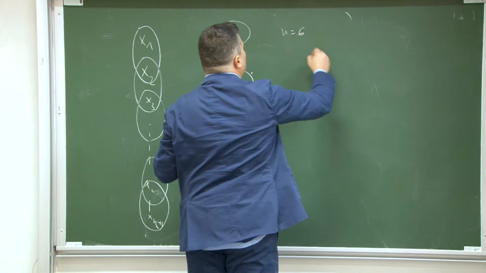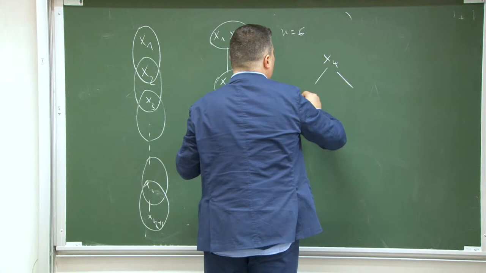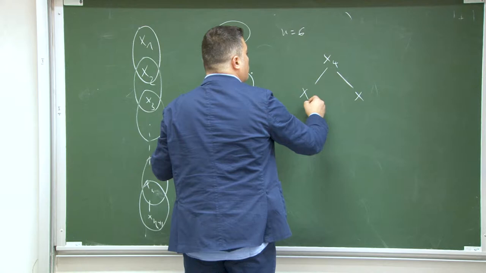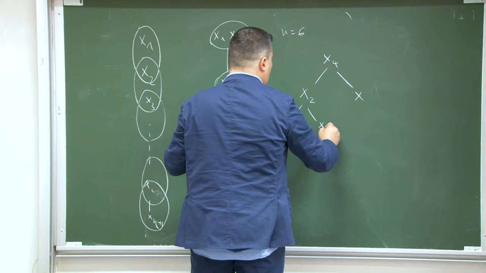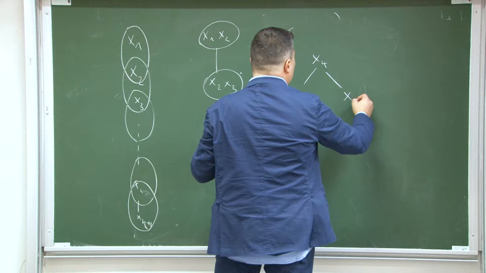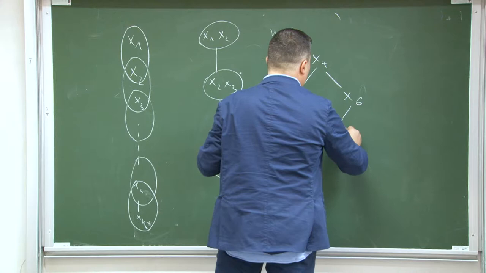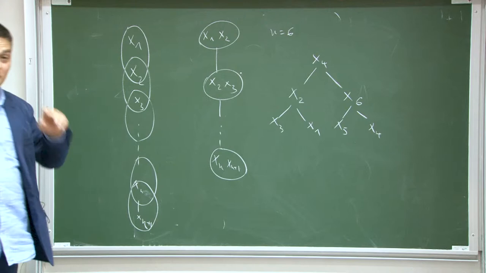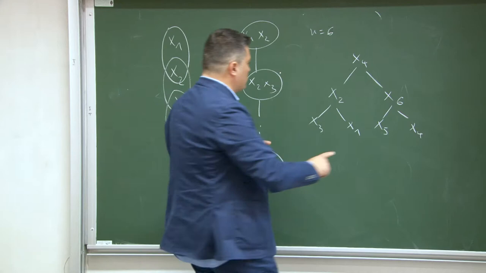I can start with X4, and here, for instance, X2. This could be X3, X1. Let's put it this way. And here could be something like X6, X5, X4. I meant to say X7. Is this a valid variable order, is the question. What do you think about this?